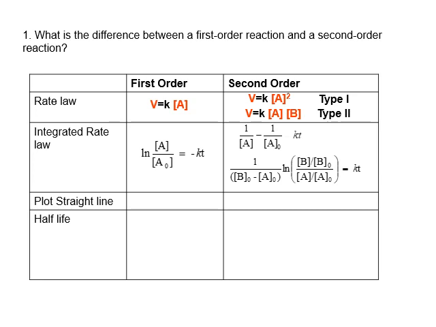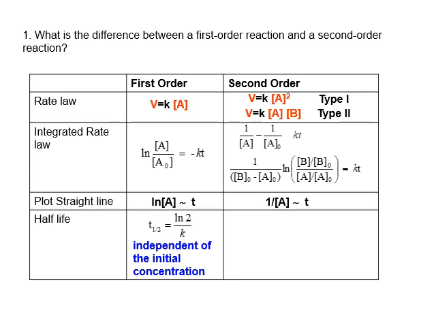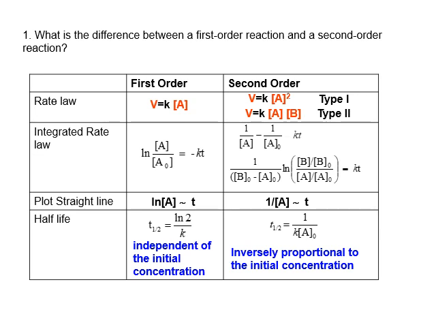The characteristics include the plot and the half-life. For the plot, for first order reaction, the natural log concentration versus time is a straight line. For the second order reaction, the inverse concentration with time is a straight line. Half-life for the first order reaction is independent of initial concentration. It's natural log 2 divided by K. But for the second order reaction, the half-life is inversely proportional to the initial concentration. So it's 1 over K times A naught.